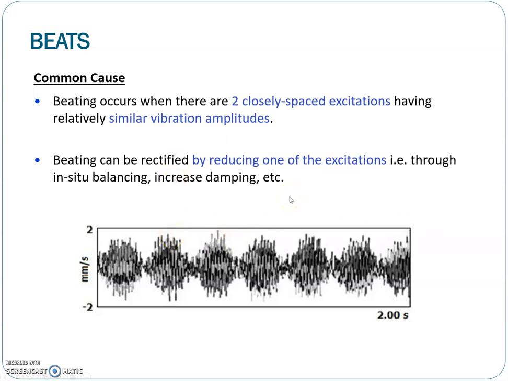For example, two identical machines sitting close to each other and having a small variation in rotating speed will give a beating effect. Reducing the dominancy of the running speed component of one of the units, for example through balancing or increasing the damping, could reduce this effect.